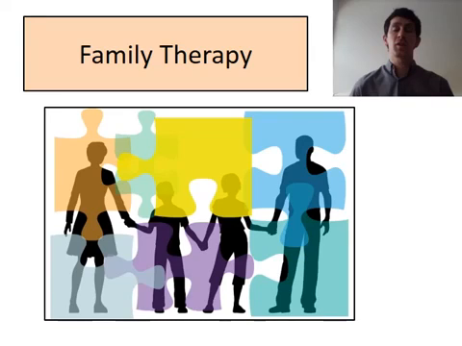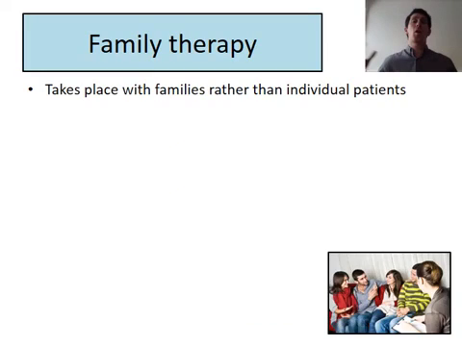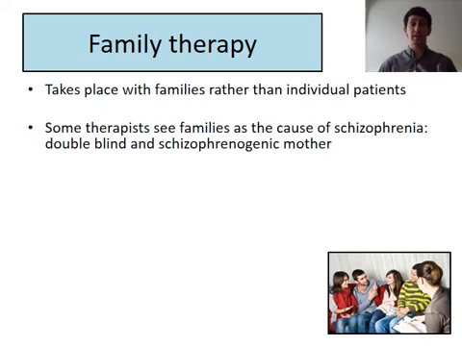This video is going to look at another psychological therapy for schizophrenia called family therapy. Family therapy takes place with the whole family rather than just the individual schizophrenic patient. It's based on the idea that some therapists see family as the cause of schizophrenia. If you think back to the psychological explanations, we looked at the double bind, we looked at the schizophrenogenic mother. So some theorists do see the family as the main cause of schizophrenia, and that's where family therapy actually originates from.